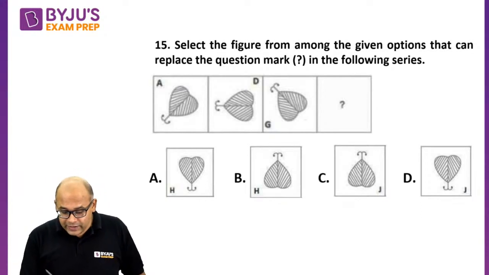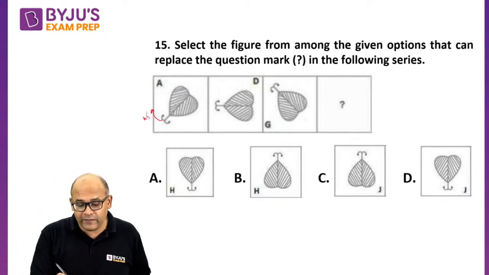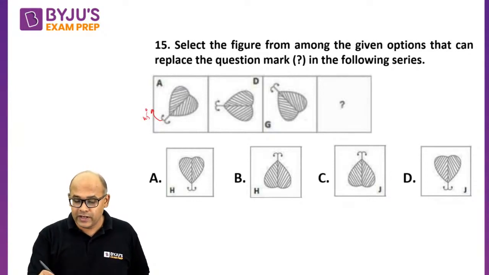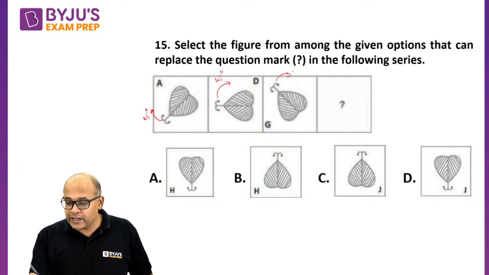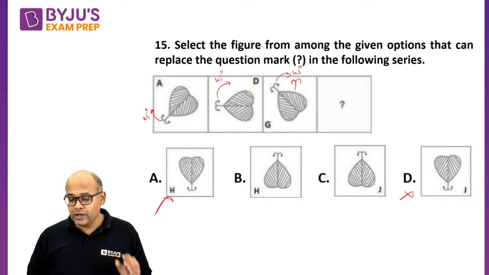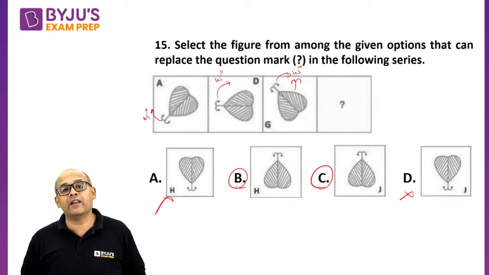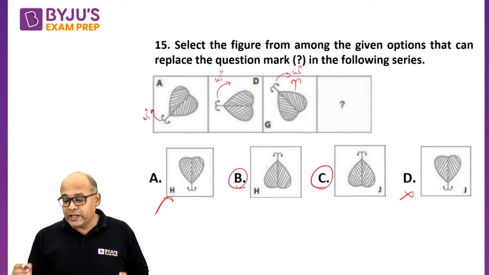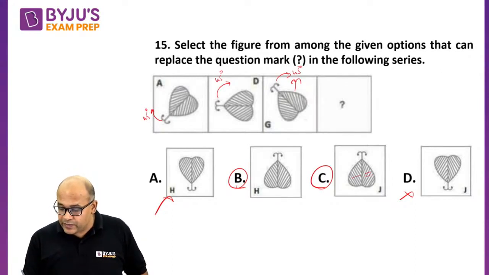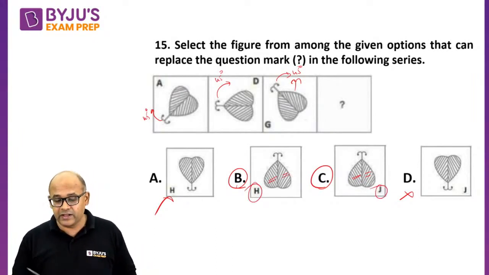Okay, so you can see that this time the figure is getting rotated 45 degrees clockwise direction. Again 45 degrees clockwise direction. So 45 degrees clockwise direction means this should be vertical like this. So clearly A and D are wrong. Now the question is between B and C, which is correct, because both of them are vertical. Now the only difference, because the line pattern is also same, this is also same. So the only differentiating factor is this H and J.